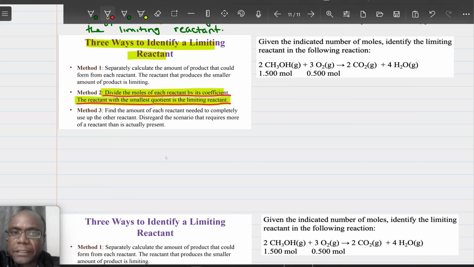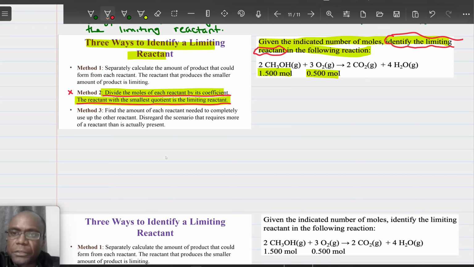Now let's try this. So same problem. Given the indicated number of moles, identify the limiting reactant in the following reaction. Okay, so we have methanol provided 1.500 moles, oxygen provided 0.500 moles to give you 2 moles of CO2 and 4 moles of water. That's what you are given as a question. So we need to identify the limiting reactant. That's what we need to do.